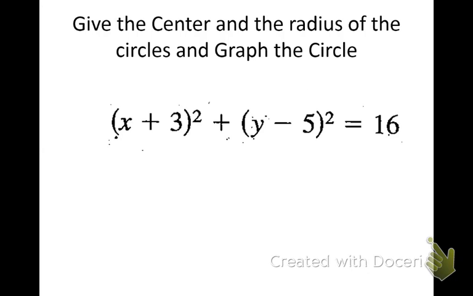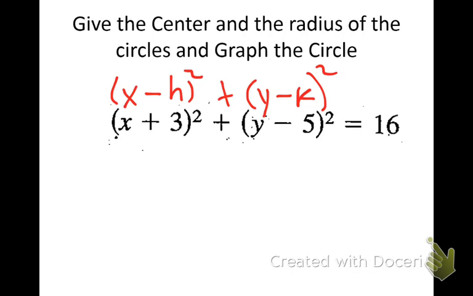So give the center and the radius of the circle and graph the circle. Okay. So to do this, let's write this above. Remember that we have (x minus h) squared plus (y minus k) squared is equal to the radius squared. That's our standard form of our equation. The center is (h, k). And the radius is r.